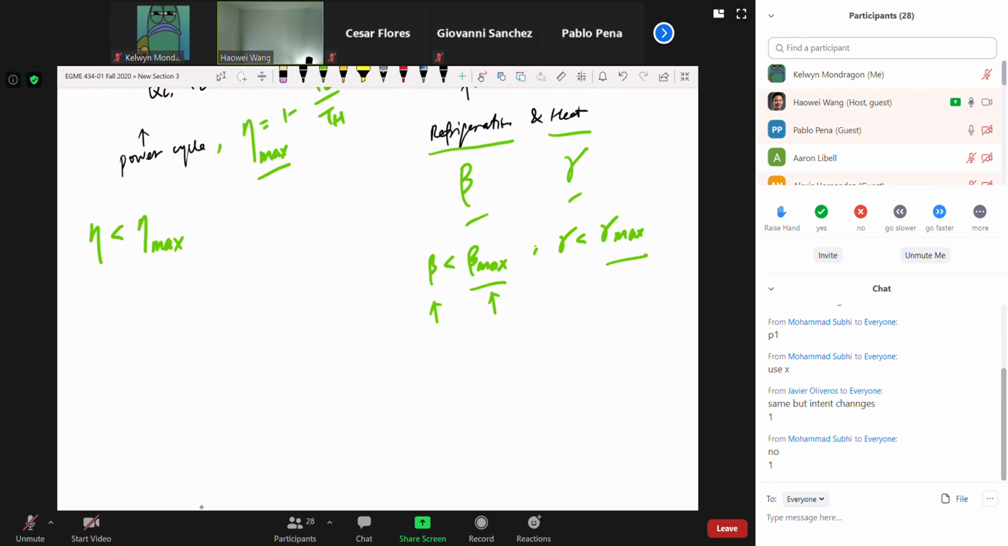Okay. Same thing. If your gamma is greater than gamma max, then that means your design is wrong, it violates the second law. And same thing. If your efficiency for power cycle is even bigger than eta max, that means your design is wrong. It's not possible.